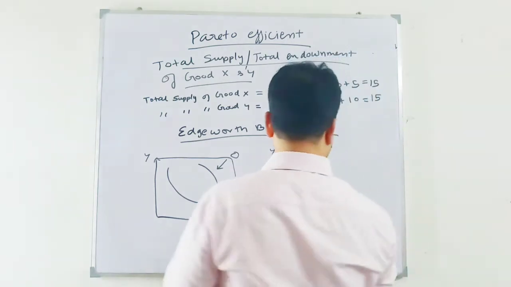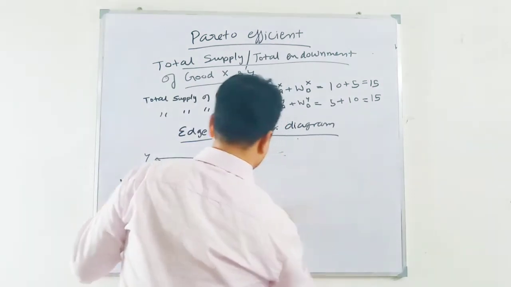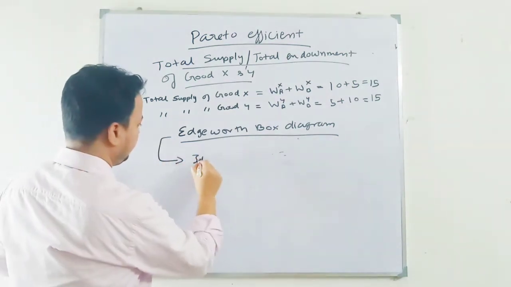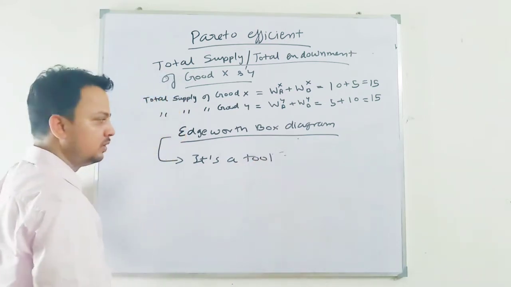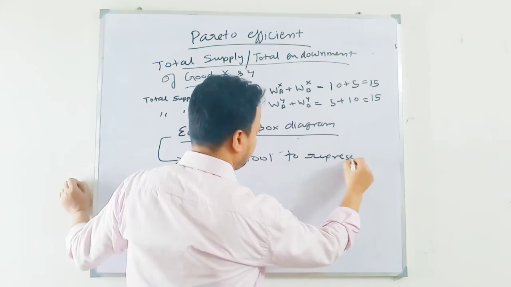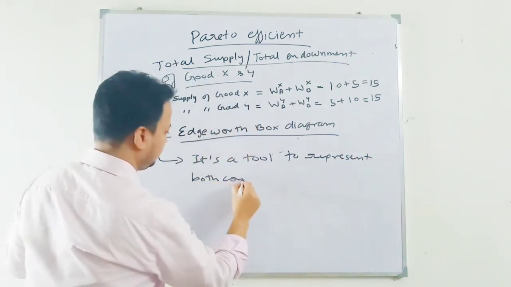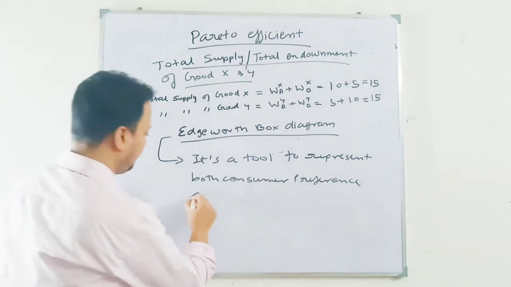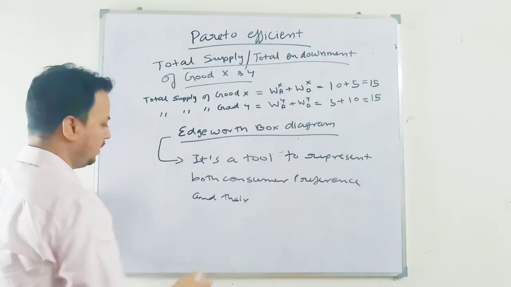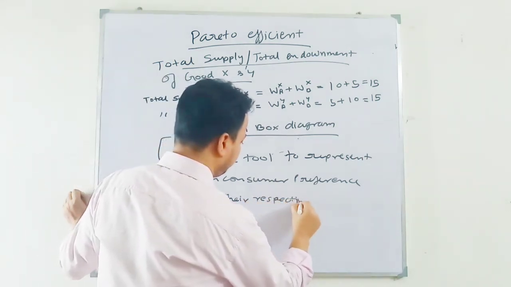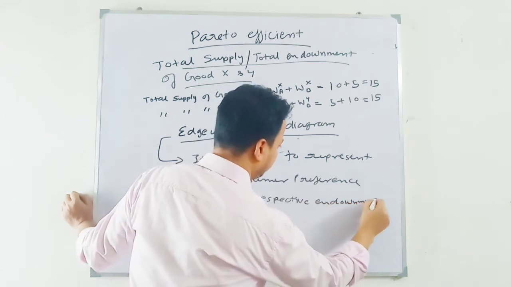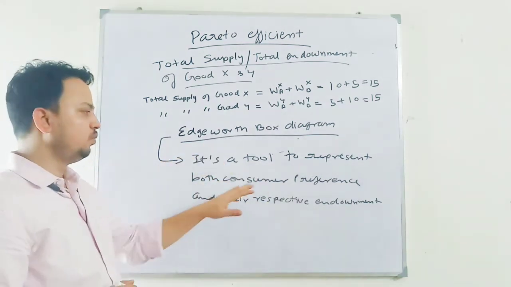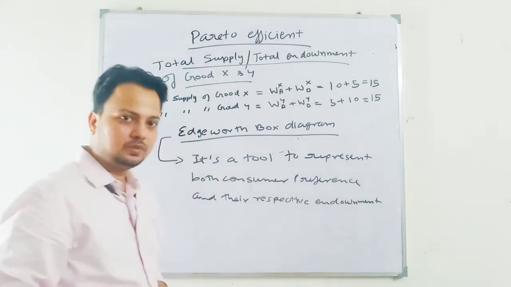So what is the Edgeworth box? It is a tool to represent both consumers' preferences and their respective endowments. I will explain this also.